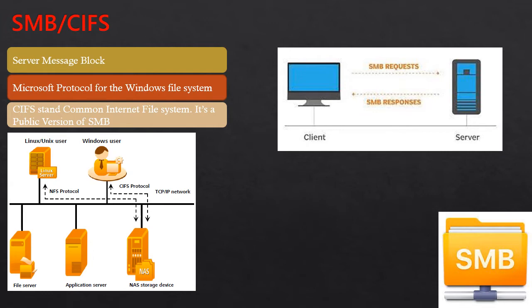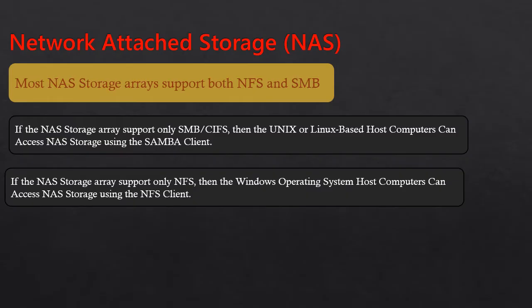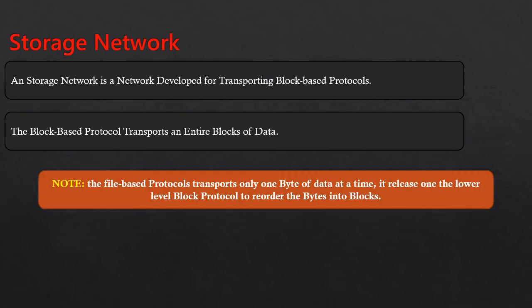Most NAS storage arrays support both NFS and SMB CIFS, but for the sake of argument, let's say the NAS storage array supports only SMB, CIFS. Then the Unix or Linux-based host computers can access the NAS storage array using the Samba client. Samba is an SMB, CIFS file server that runs on a Unix or Linux-based operating system. Alternatively, if the NAS storage array supports only NFS, then the Windows operating system can access it using the NFS client.